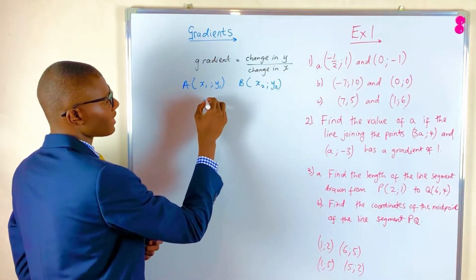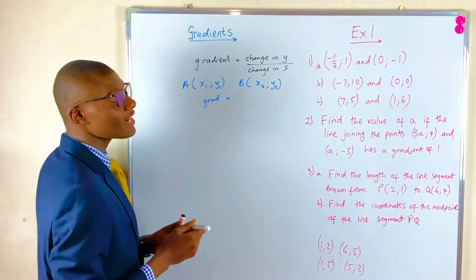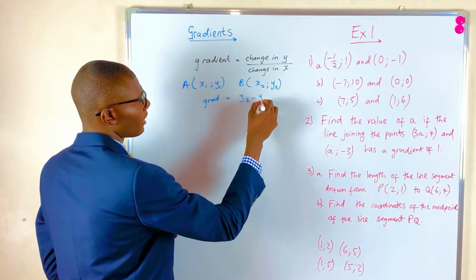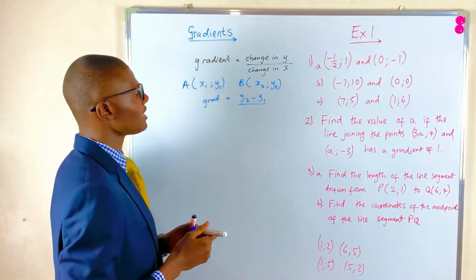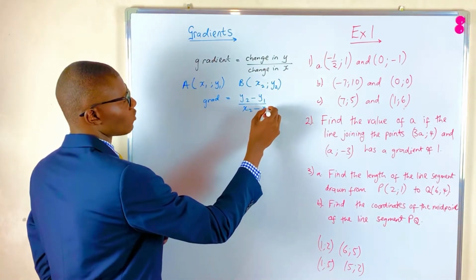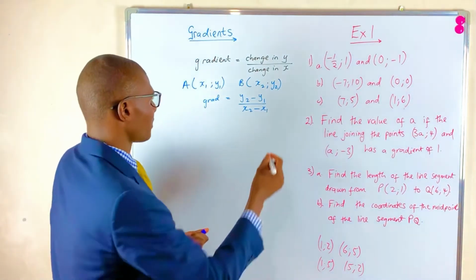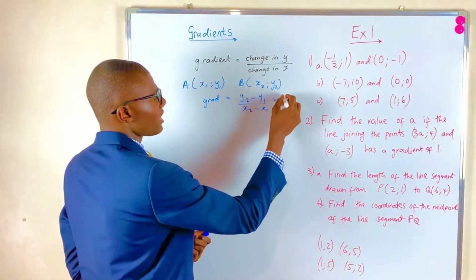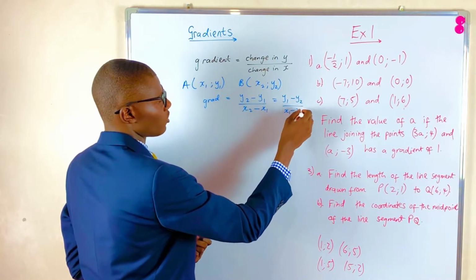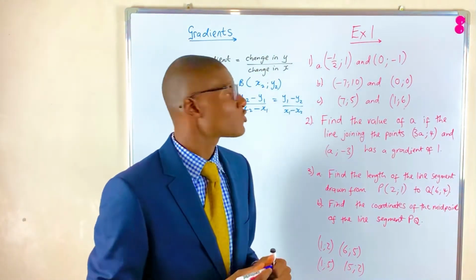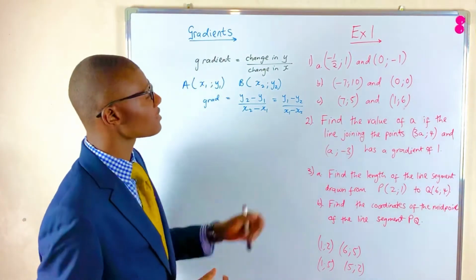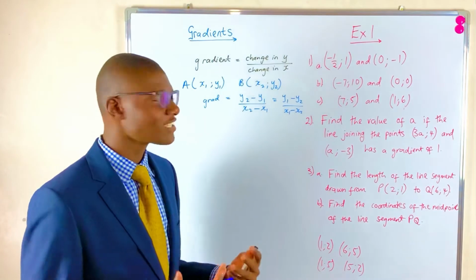So we're saying that the gradient would be the change in y coordinates, y2 minus y1, over the change in x coordinates, x2 minus x1, or even vice versa. So we can even say y1 minus y2 over x1 minus x2. But what we basically want is to get the change in the x and y coordinates. So this is the formula for how we calculate the gradient of a straight line.